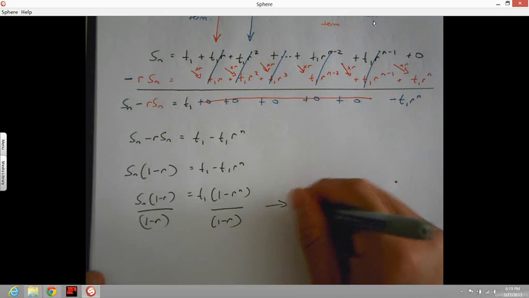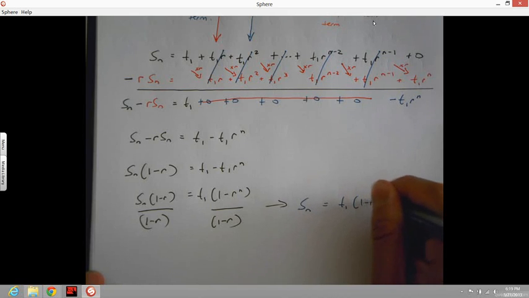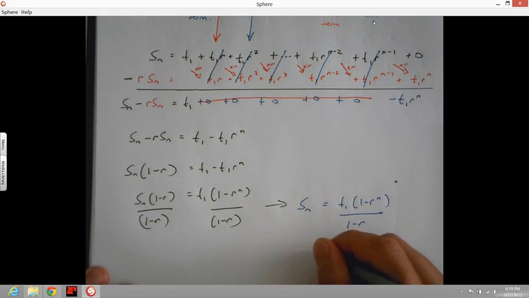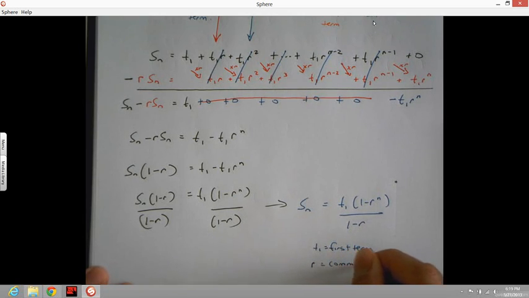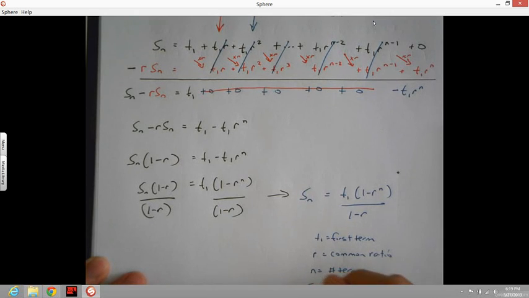My formula for my geometric series is going to be T1 times 1 minus r to the n. That's this upper part right here. I'm going to divide it by 1 minus r. Okay? This is my formula, where T1 is my first term. R is my common ratio. Your exponent n is the number of terms. And then that's it. And S, of course, is your sum.